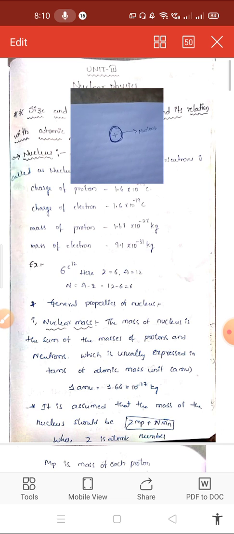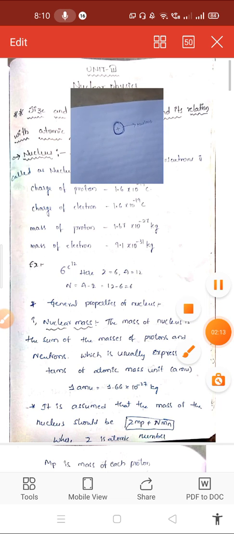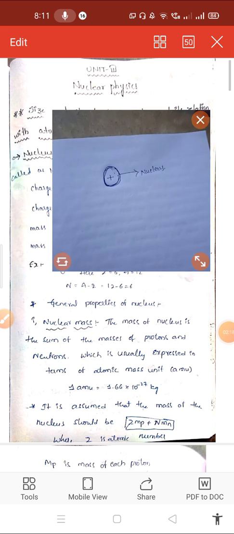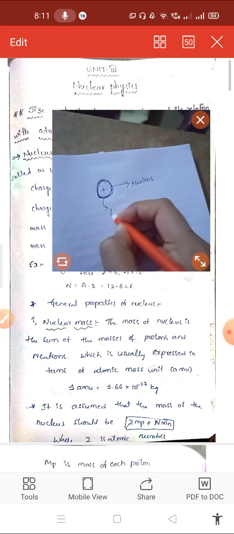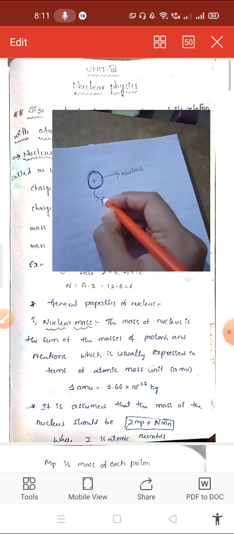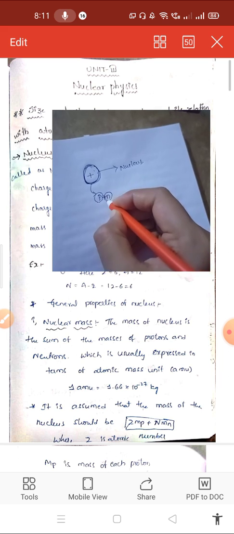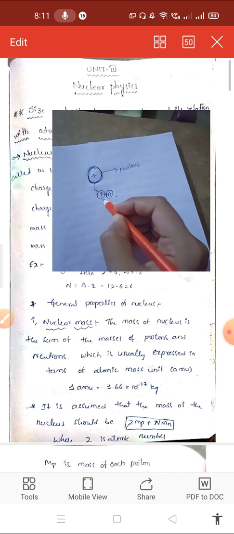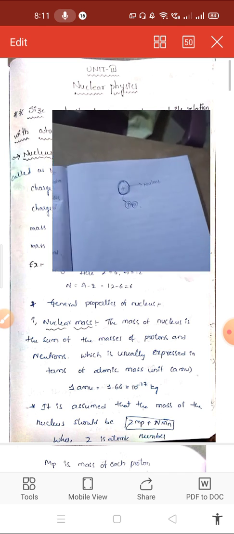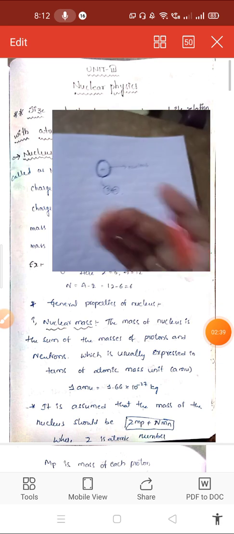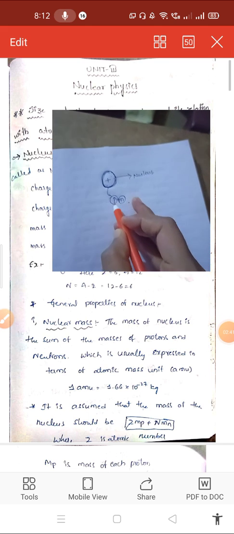The total number of nucleons present in the nucleus is denoted by the mass number. In general the nucleus consists of protons and neutrons. The nucleus is completely filled with protons and neutrons. The proton is denoted by P and the neutron is denoted by N. So the nucleus is a combination of protons and neutrons.